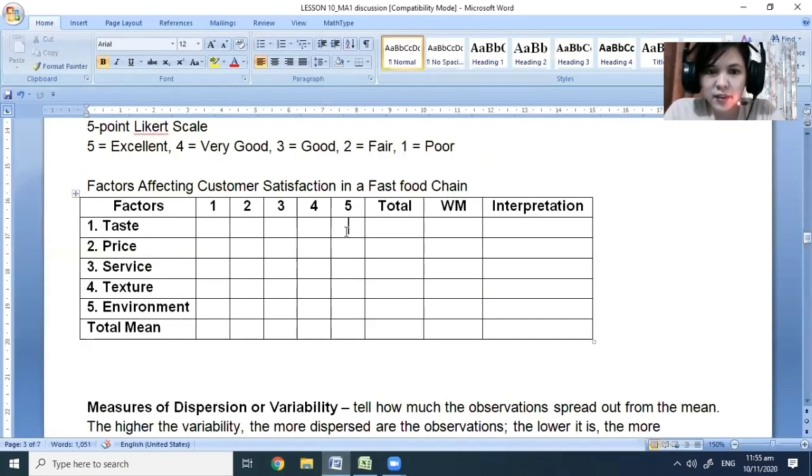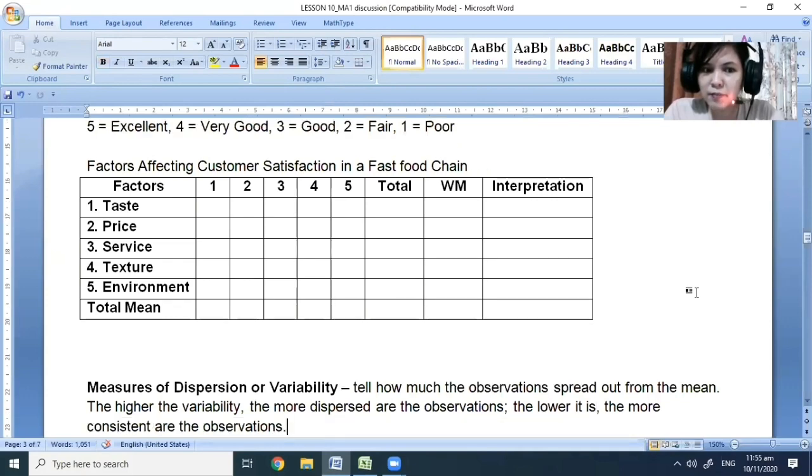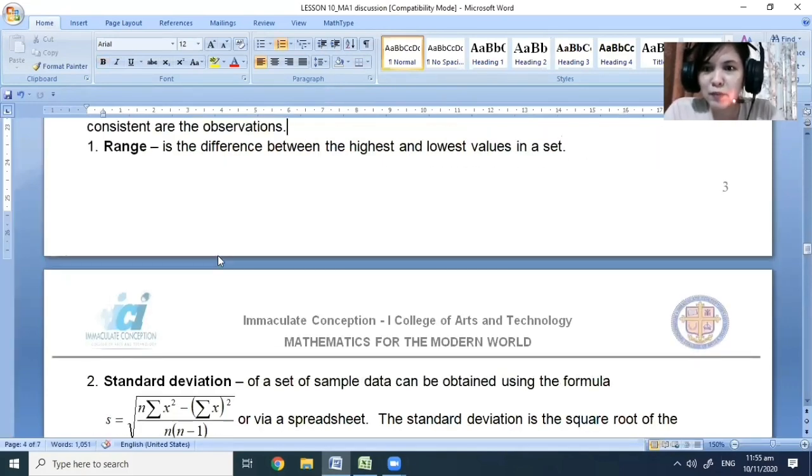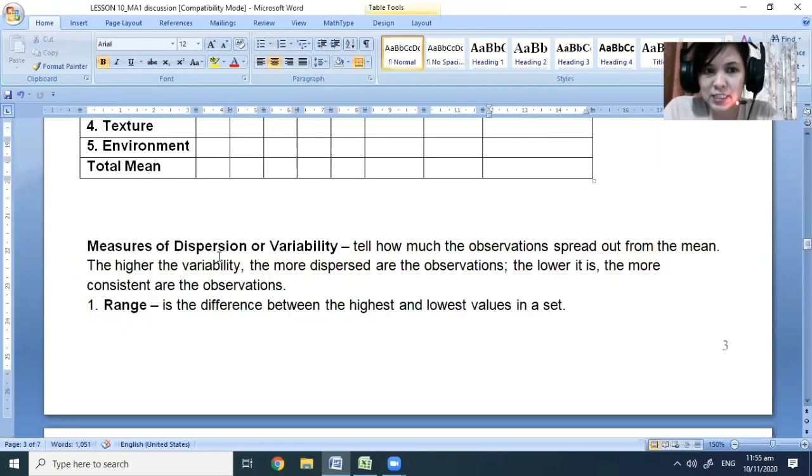Next, let's proceed to other common measures for descriptive statistics, which are measures of dispersion or variability. It tells how much the observations spread out from the mean. The higher the variability, the more dispersed the observations are. The lower it is, the more consistent the observations are.